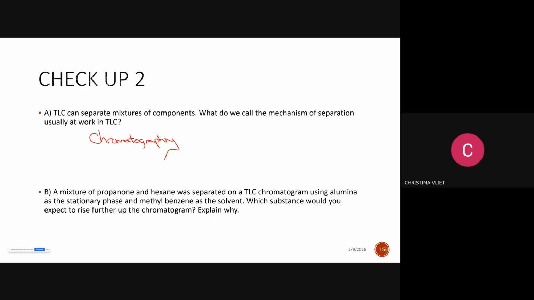So a mixture of propanone and hexane are separated on a chromatogram using alumina as the stationary phase. That's Al2O3, that would be the white powder, and methylbenzene as the solvent. Which substance would rise further and why? So the stationary phase is Al2O3, and the mobile phase that's moving up is methylbenzene.